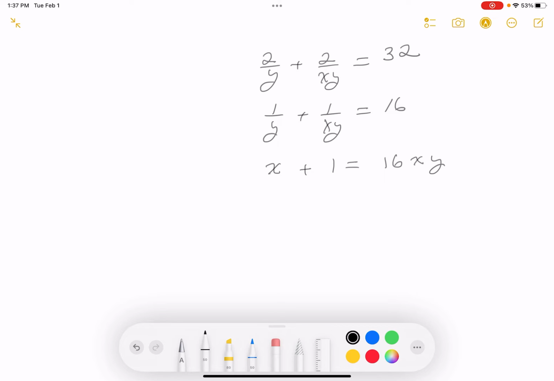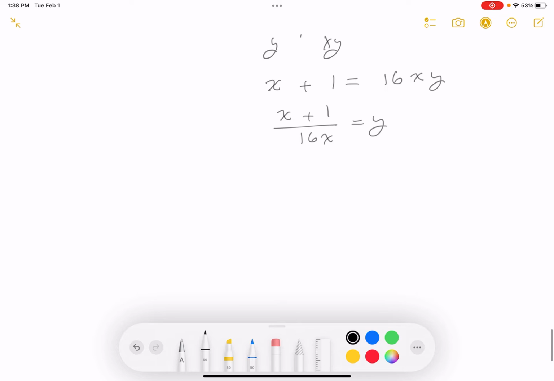And you could either solve this for x or y. And I'll do both for you. So I could say x plus 1 over 16x is equal to y. That's one thing you could do. And if you want to solve for y, you could do that as well. And what would you do? I'll write that down. A little more complicated.